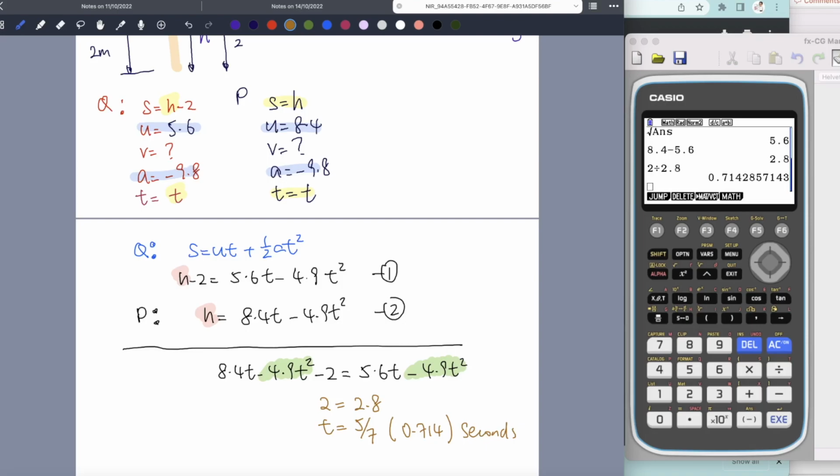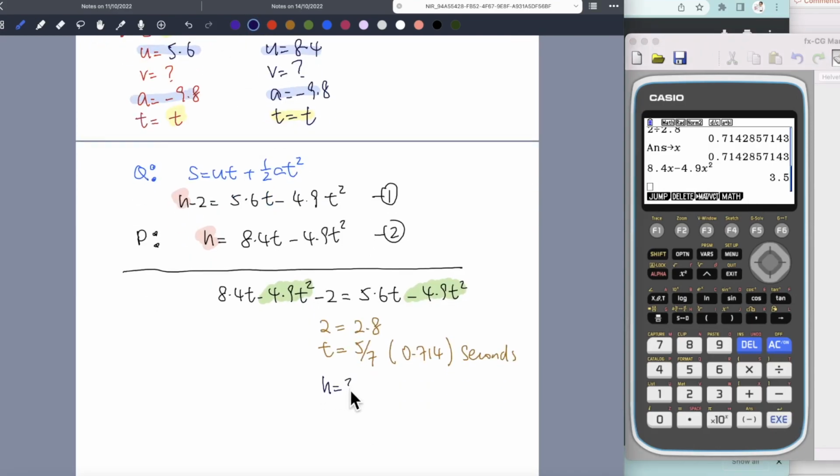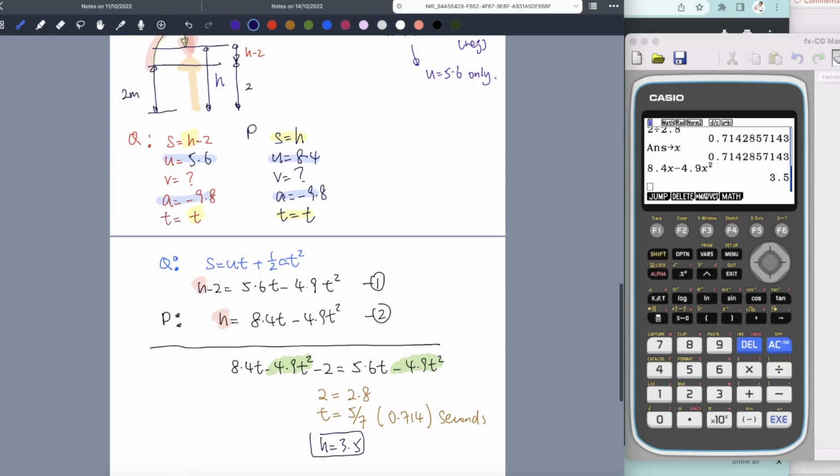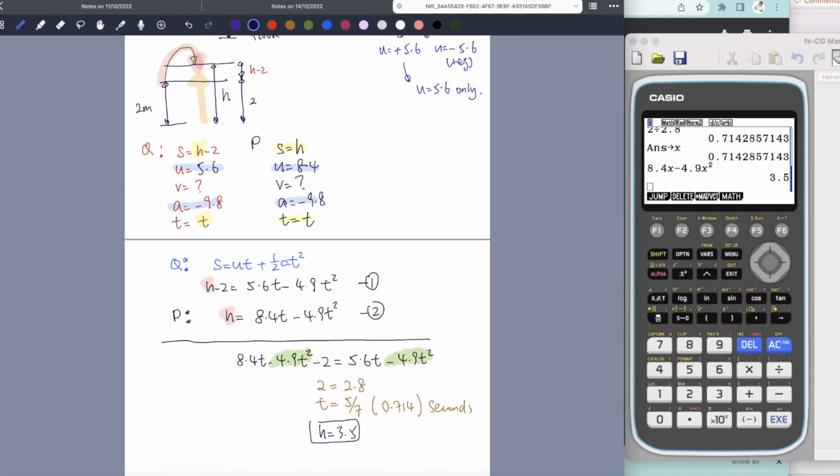Now, because we've got the T value, we can go back and find out an H value. So substitution will allow us to have 8.4x minus 4.9x squared when x is 5 over 7. So typing in a calculator, substitution gives us 3.5. So what is the meaning for 3.5? What did you just say? I just put the T into the H equation, and that gives us 3.5.